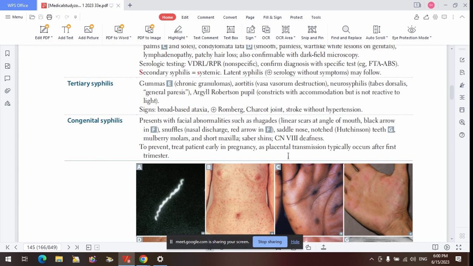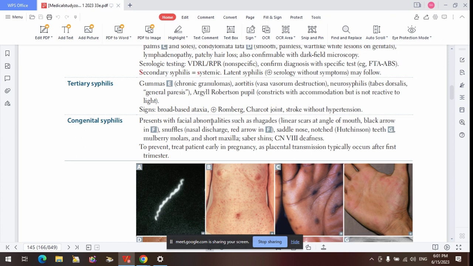Guys, just remember that it is the light reflex that is abnormal. Accommodation reflex is normal in them. A is normal, Argyll Robertson. A is normal. Light is defective.